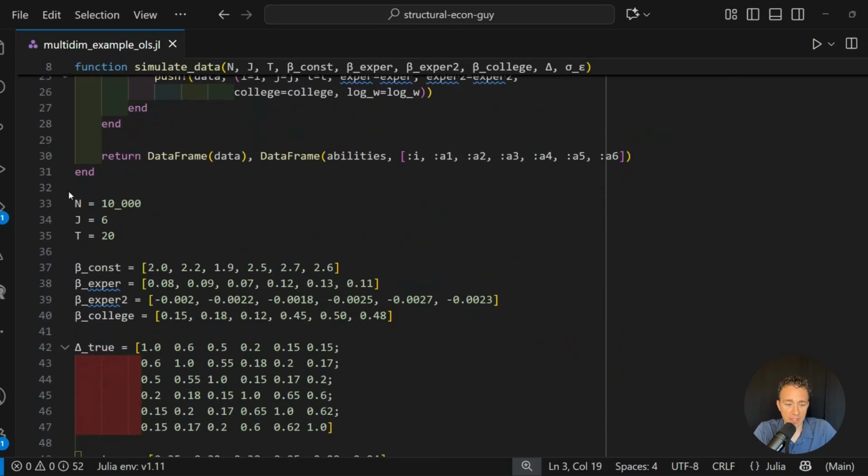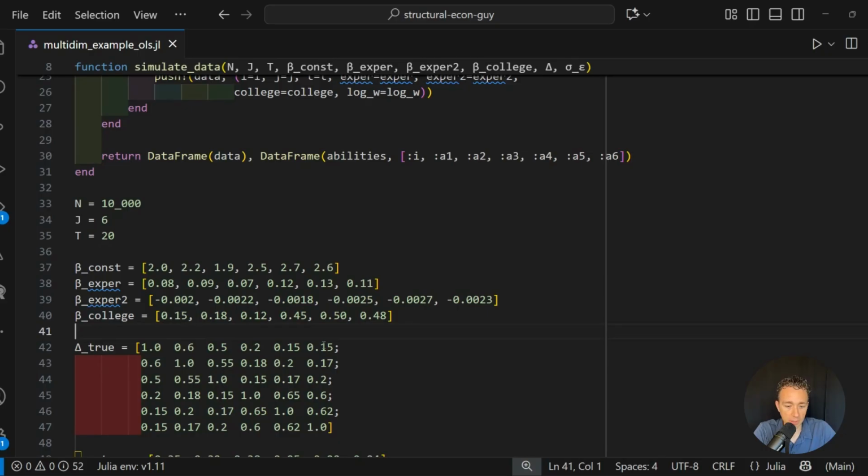So I have 10,000 people, I have 20 periods per person, and I have 6 occupations to choose from. And then I'm choosing values for each of these parameters. We could estimate different versions of the model where we restrict these parameters to be the same across occupations, but given that we're just doing equation by equation OLS to actually get the estimates, this is going to be fine.